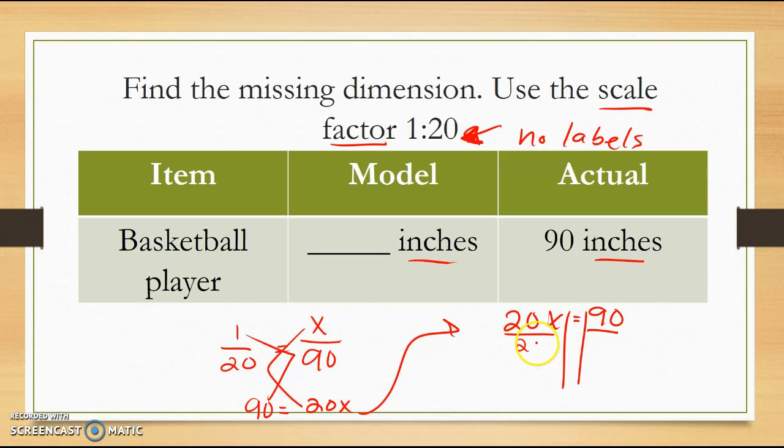So we have to divide both sides by 20. On the left side, we can cancel out our 20s. And x is equal to 4 5/10. And that would be 4 5/10 inches, since our label is inches.